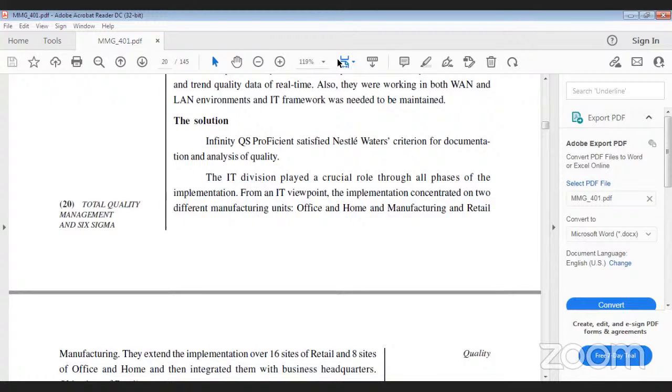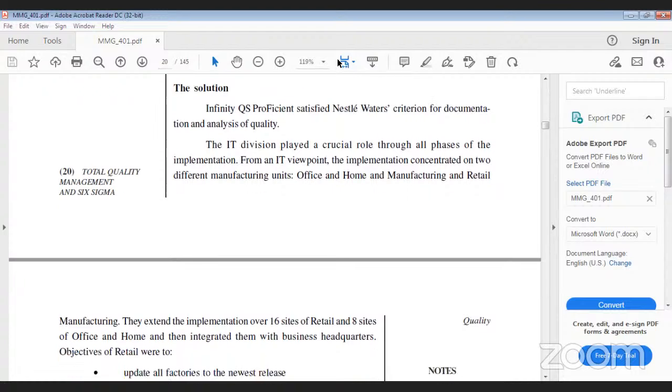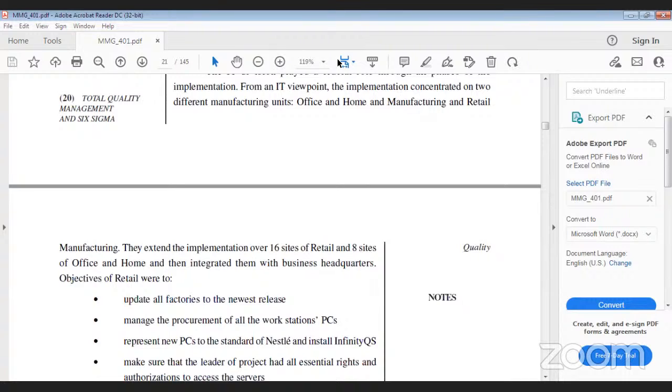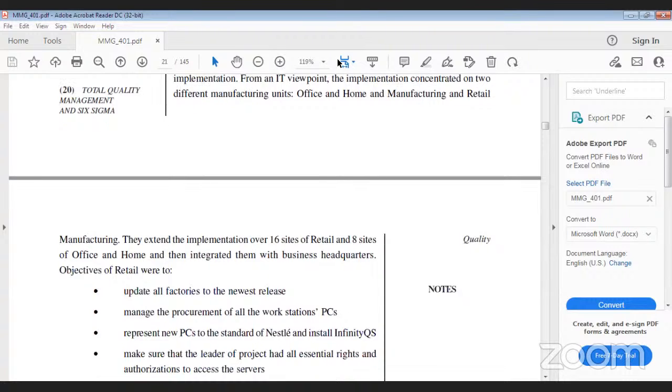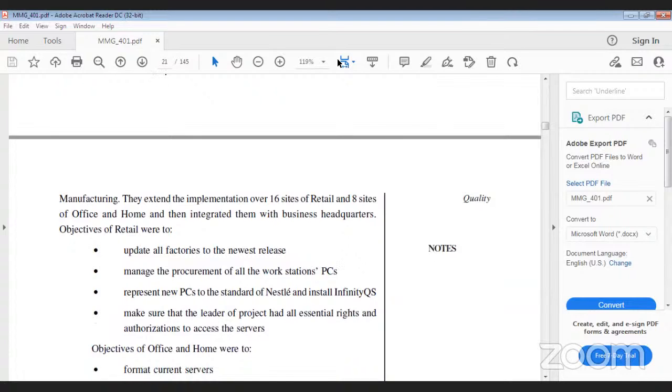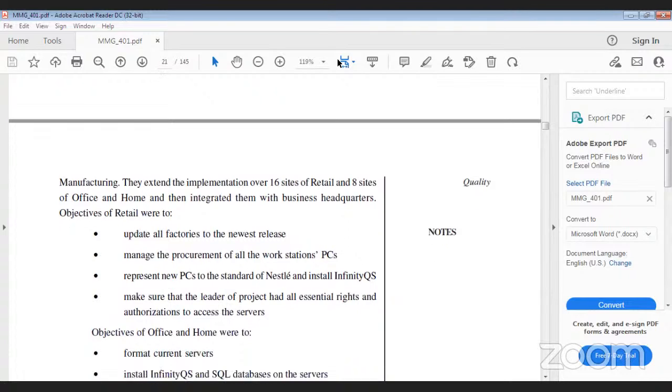And there are some business headquarters objectives of Nestle Waters here. First is to update all factories. Second is to manage procurement. Third is to represent new PCs. Fourth is to make sure of the leader project. Then the objectives of the office are to format current servers, install InfinityQS quality standard or SKU, and procure image new PCs.